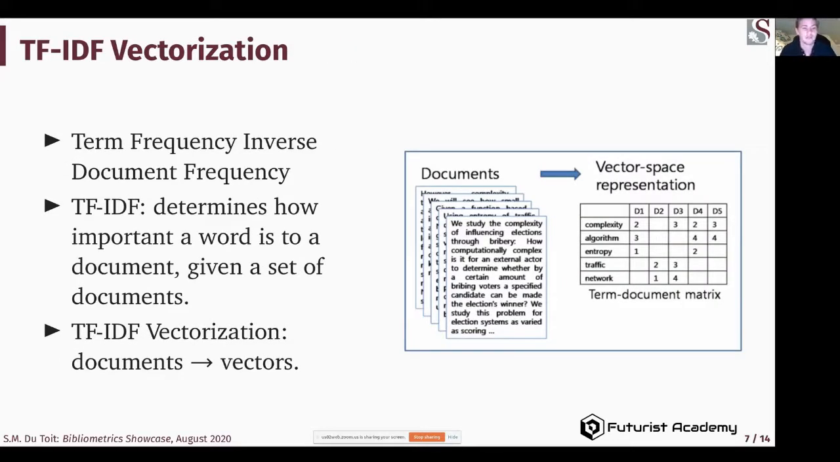So TF-IDF stands for Term Frequency Inverse Document Frequency. It determines how important words are to a document given a set of documents. As a little representation on the right, I'll go through the first word: complexity pops up in papers D1, D3, and D5, and it's given a score. The word complexity is more important to document 3 than it possibly is to document 1. It's super important because we need to be able to quantify and do some mathematical calculations on papers, so we have to have some representation of that. It's a good idea to turn these papers into a vector format.